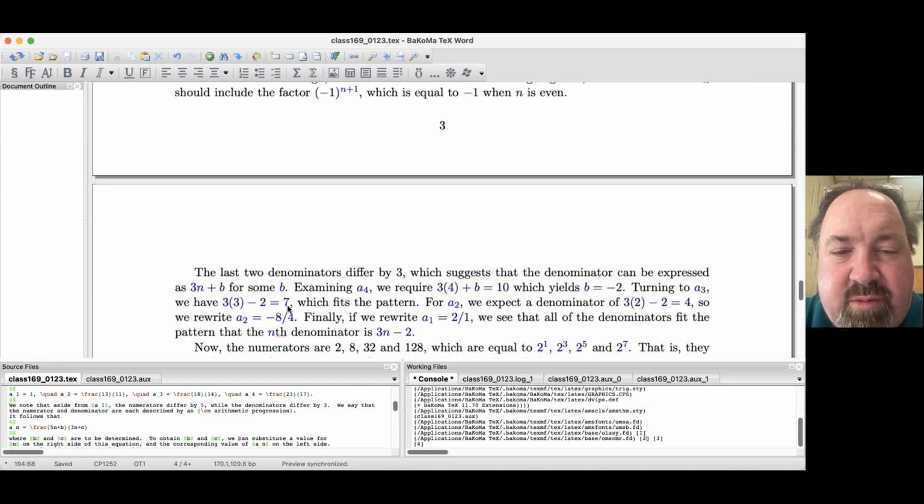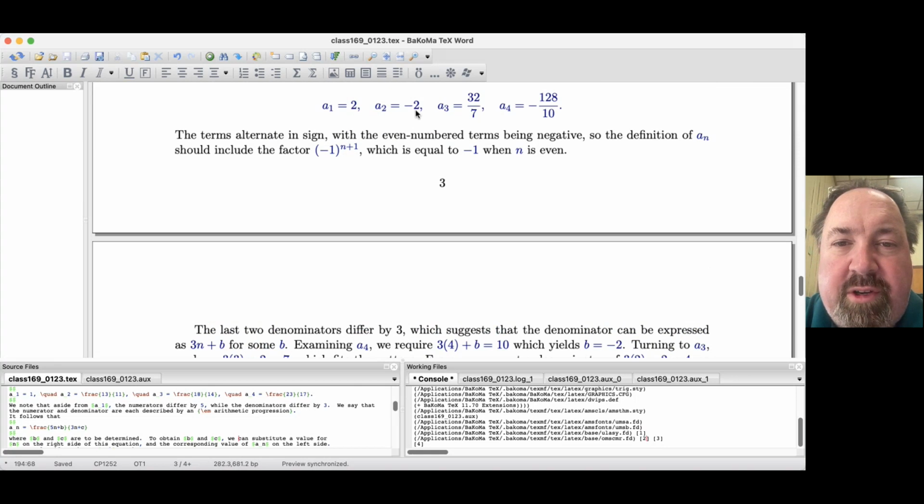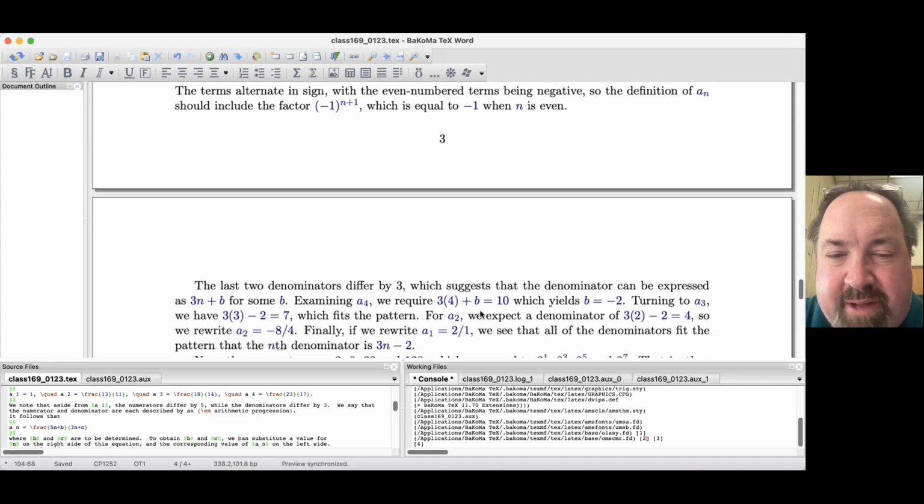Now, if A1 and A2 were to fit this pattern also, for A2, we would expect the denominator to be 3 times 2 minus 2, which would be 4. But A2 is equal to -2. So what we do is we rewrite it as a fraction. Instead of -2, we write -8/4. And now that denominator fits the pattern. And then we can rewrite A1 as 2/1. So the denominators are 1, 4, 7, and 10. They all fit that pattern. They're equal to 3n minus 2. So that works out.